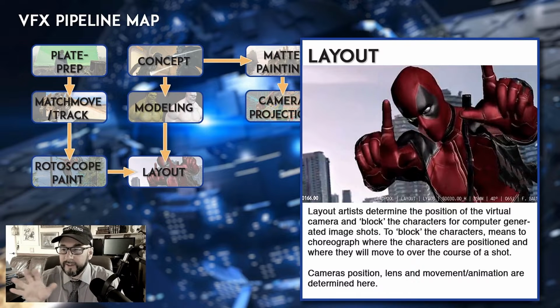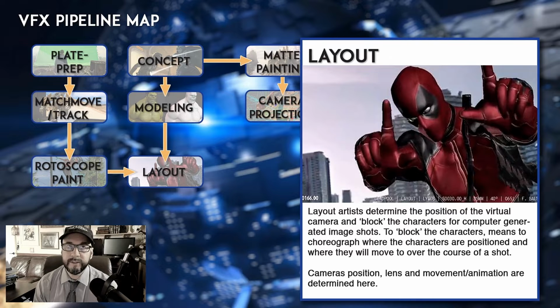Layout artists determine the position of the virtual camera, and they block the characters in for computer-generated image shots. To block the characters means to basically choreograph where the characters are positioned and where they will move to over the course of the shot. The animation in blocking is bare bones. It is barely more than an almost static stick figure moving around a scene. And it really doesn't have to be animated very well because you're basically just seeing where the framing is. Camera position, lens, movement, and animation are all determined here.